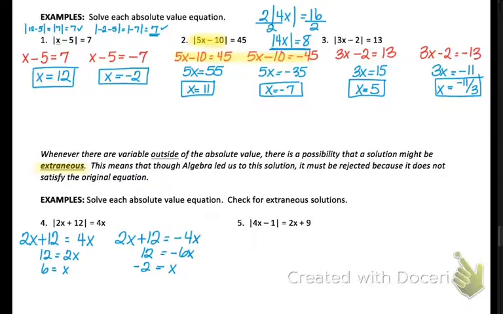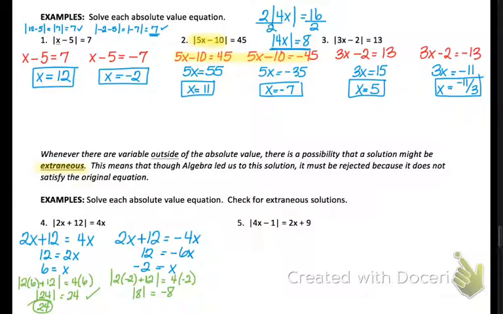Okay? If I plug in positive 6, I get the absolute value of 2 times 6 plus 12 equals 4 times 6. That would be the absolute value of 24 equals 24. This is going to work because the absolute value of 24 is 24. However, look at the second one. If I say 2 times negative 2 plus 12, absolute value, is equal to 4 times negative 2, I get negative 4 plus 12, that's the absolute value of 8 equals negative 8.